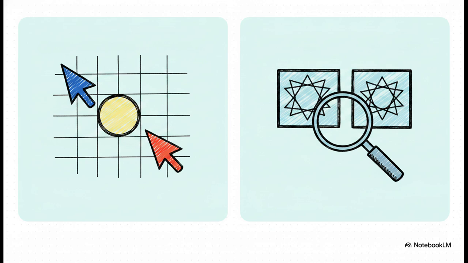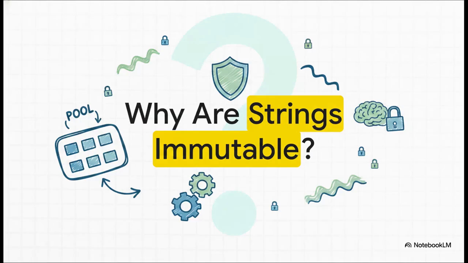You could have 2 totally different objects that both contain the word Java, and double equals is going to look at them and say false. If you want to check the actual text content, you absolutely must use the dot equals method. Which leads to the notorious question, why are strings immutable?